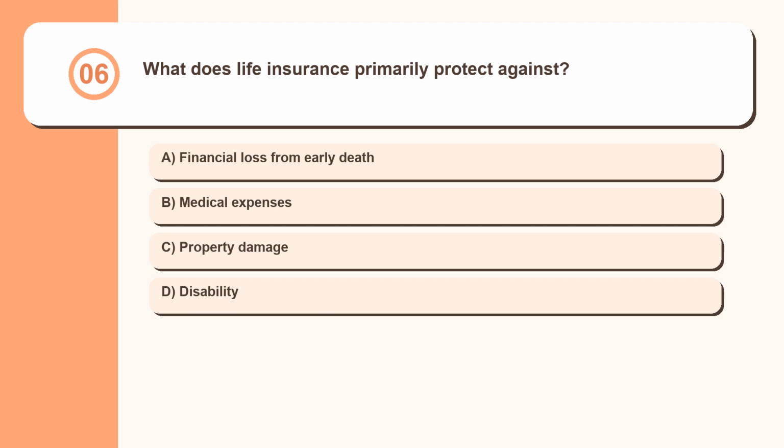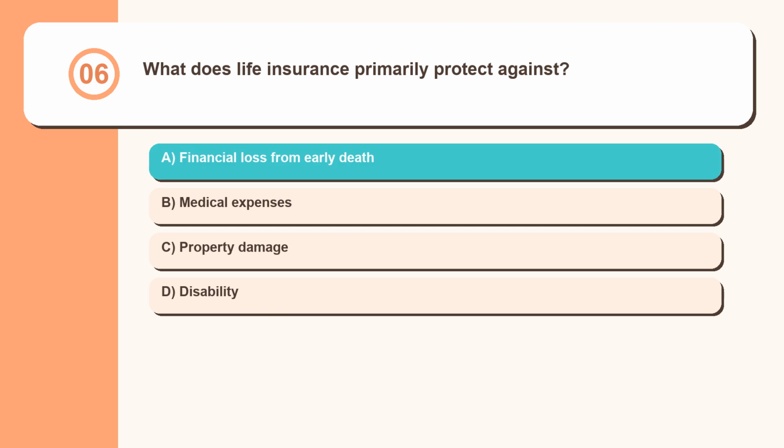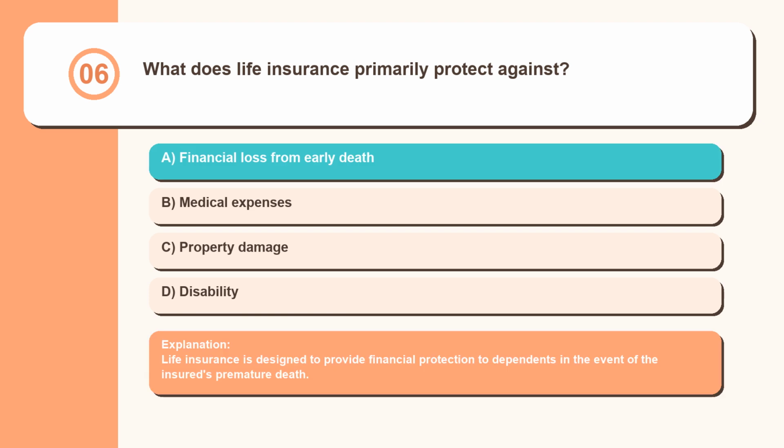Question 6. What does life insurance primarily protect against? Financial loss from early death, medical expenses, property damage, disability. Life insurance is designed to provide financial protection to dependents in the event of the insured's premature death.